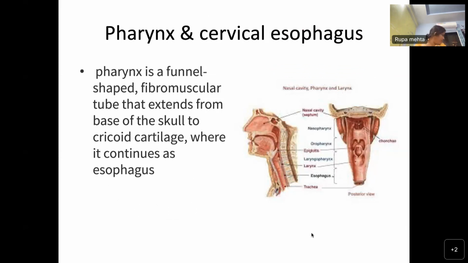So, pharynx and cervical esophagus. The pharynx is a funnel-shaped fibromuscular tube that extends from the base of the skull to the cricoid cartilage, where it continues as the cervical esophagus. Now, we all know the pharynx is divided into nasopharynx, oropharynx, and hypopharynx. Hypopharynx comes in relation with the neck. It has 3 parts: your pyriform sinuses, then your postcricoid, and the posterior pharyngeal wall. Then it continues into the cervical esophagus.